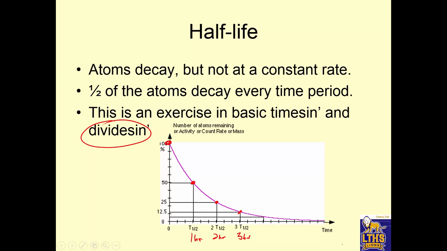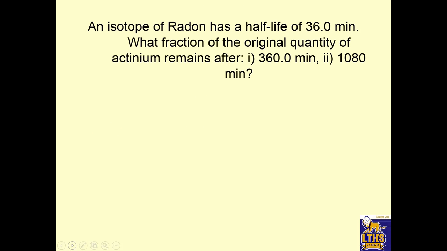Now, this doesn't have to be 1 hour. It could be 17 minutes, and then this would be 34 minutes, another 17 minutes, and so on. So let's do some samples. An isotope of radon has a half-life of 36 minutes. What fraction of the original quantity of radon remains after 360 minutes?